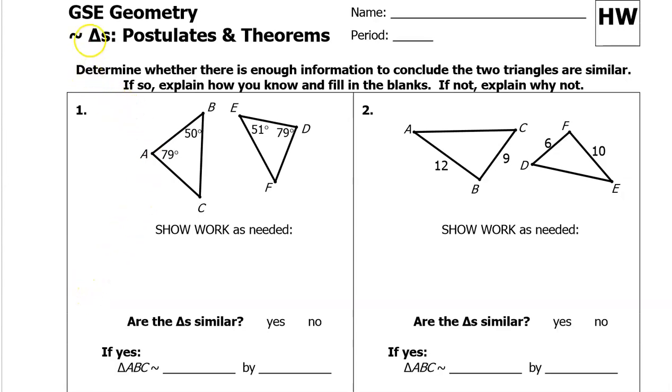In this video, I will teach you about similar triangle postulates and theorems. And the bottom line is there are only three ways to prove that two triangles are similar. There is side-side-side similarity, side-angle-side similarity, and angle-angle similarity. And I will show you what those mean as we go along.